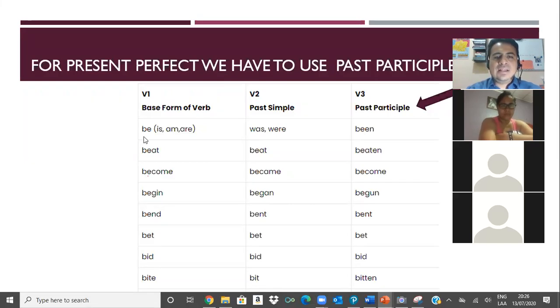Okay. ¿Cuál es el past participle de be? Be is in the present, is, am, are, el verb to be. Simple past is was or were. And past participle, been. Okay. Y el último, bite. ¿Qué quiere decir bite? Morder. Bite, bit, bitten. Entonces, recuerden usar el past participle.